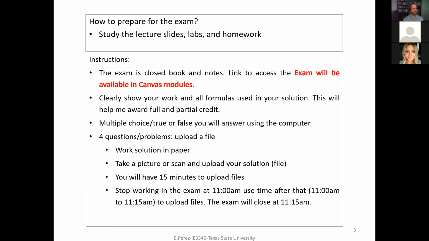Some of you might think that 15 minutes is a long time. I encourage you to stop at 11 because you don't know. Sometimes the internet might not allow you to upload the files quickly, so if you have enough time to do the process, then you should find everything working. So again, make sure that you follow these recommendations.